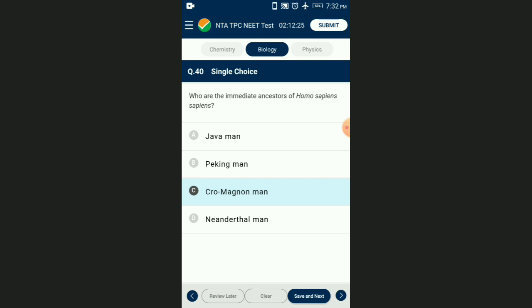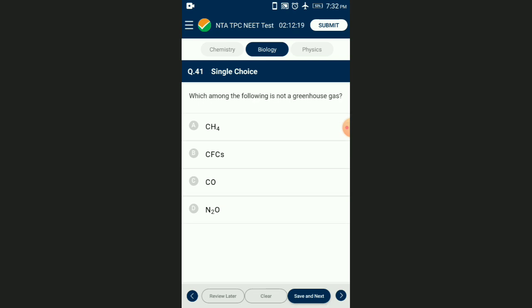Immediate ancestors of Homo sapiens sapiens, Cro-Magnon man. Question number 41. Which among the following is not a greenhouse gas? The main greenhouse gases are carbon dioxide, methane, nitrous oxide. So here carbon monoxide is also given. The carbon monoxide is not a greenhouse gas. So the correct option is C.